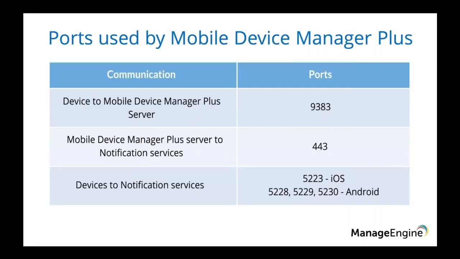And now for the ports used by the MDM solution. The main port that you would have to look into if you're going for an on-premise edition is the port 9383. So this is the device to Mobile Device Manager Plus server communication, and it's an inbound port which has to be open. If you're using the cloud solution or even the on-premise, any other request would take place through your HTTPS port, which is 443 and generally opened in all company networks.